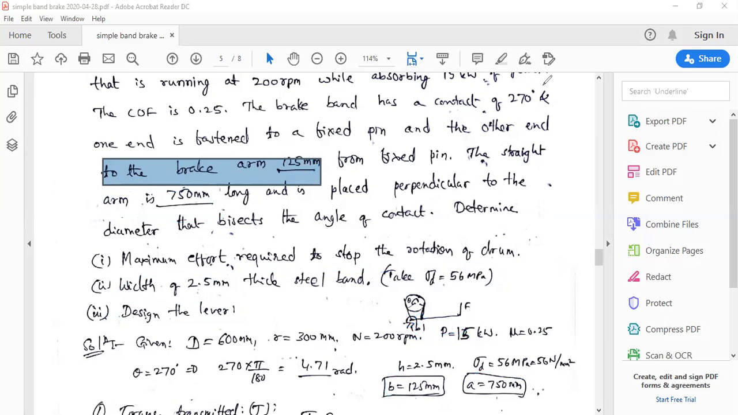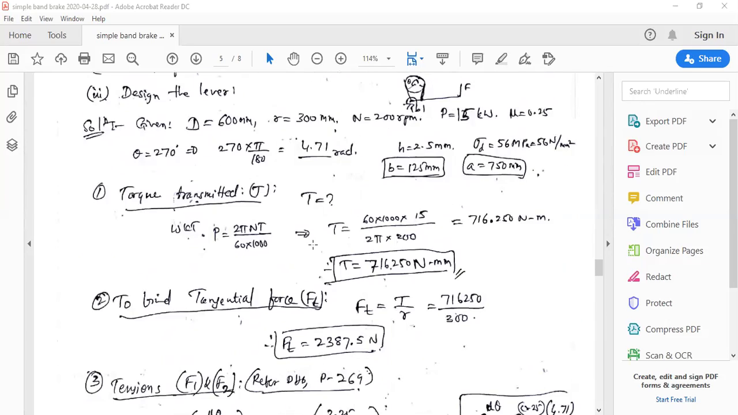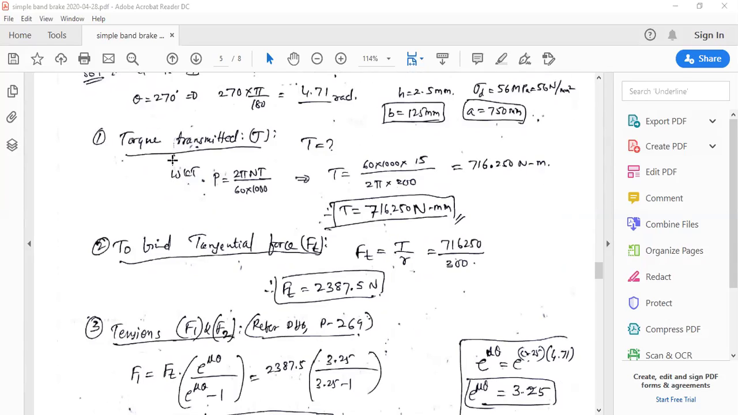So once the things are noted, the next step, as per the design procedure, is to calculate the torque value first. According to that equation, P equals 2 pi nT by 60 into 1000. Here you will be getting torque in Newton meter. Once you get torque in Newton meter, convert that into Newton mm by multiplying the value by 1000.